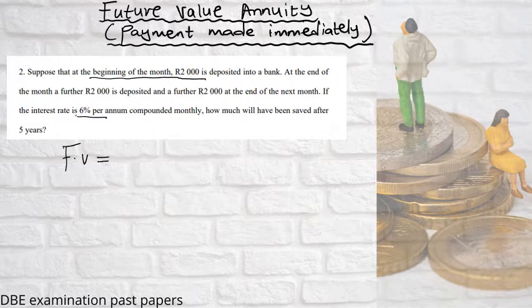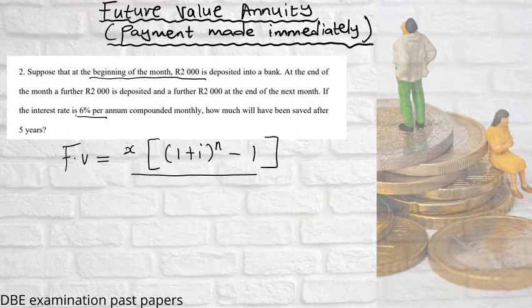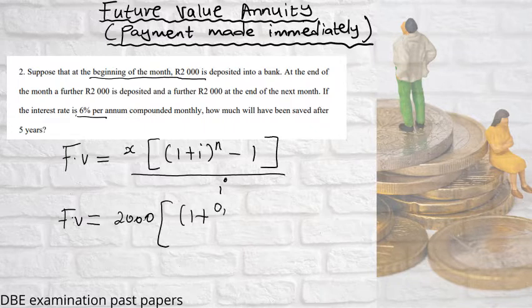F, future value, equals x into (1 plus i) exponent n minus 1, over i, right? What is your x? Your x is the fixed payments that are made. So it's 2,000. 1 plus what is your interest? 6%. So it's 0.06. Because it's compounded monthly, you divide by 12. N is the number of payments.